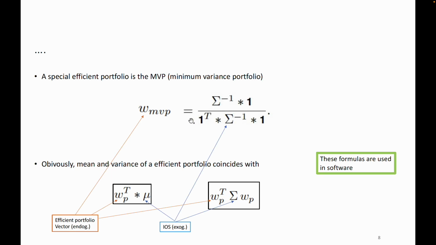One more thing before we start. There is one special portfolio on the minimum variance frontier, and it's called the minimum variance portfolio. Sometimes it's also called the global minimum variance portfolio. The reason for global is that every point on the minimum variance frontier is a minimum variance portfolio. So in the textbook, they might just call it the GMVP.